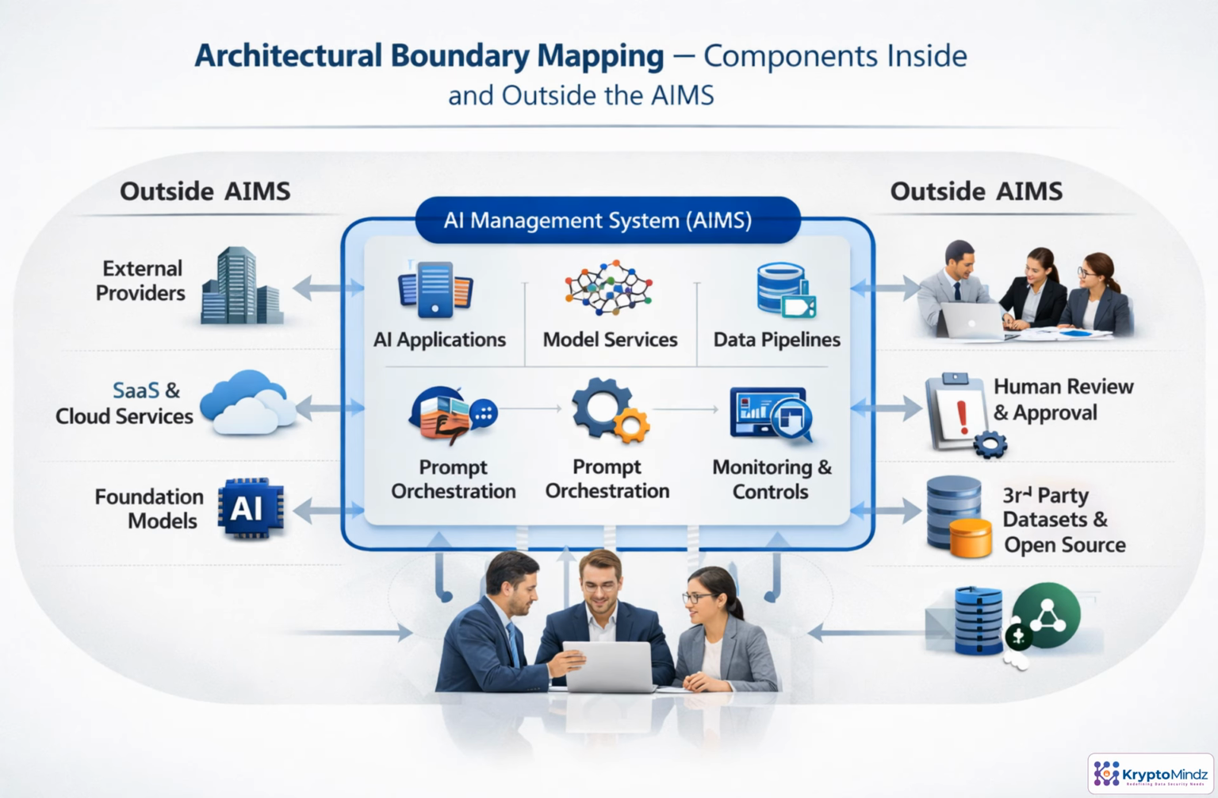Boundary mapping turns AIMS scope into an engineering view of what the system actually depends on. Capture the AI-enabled applications, model services, data pipelines, prompts, monitoring, APIs, and human review steps that influence outcomes. Then separate internal components from external providers, SaaS platforms, foundation models, open source libraries, and third-party datasets. This matters because controls differ. Direct controls inside the boundary, contractual controls outside it, and ongoing assurance wherever external behavior can change risk.